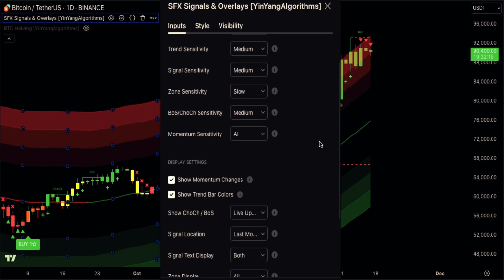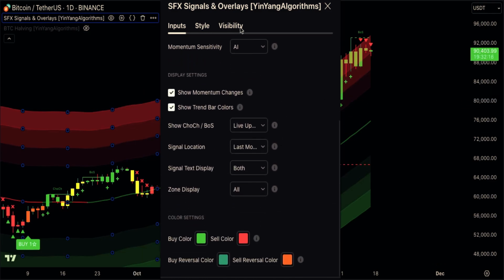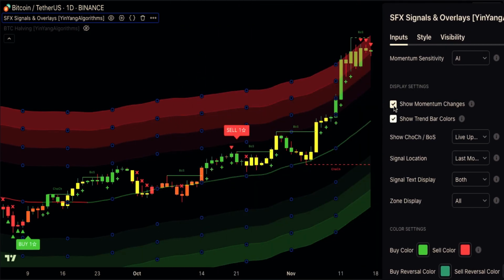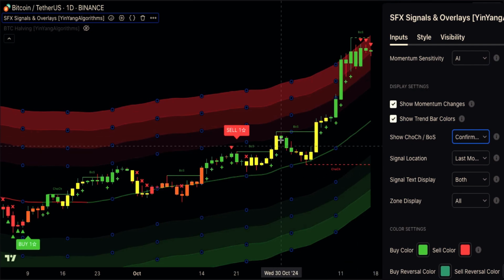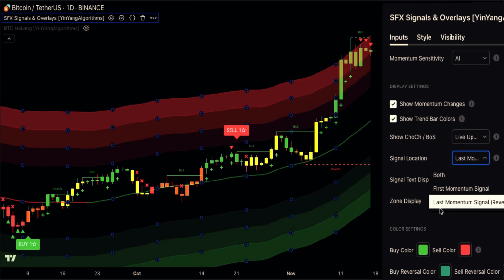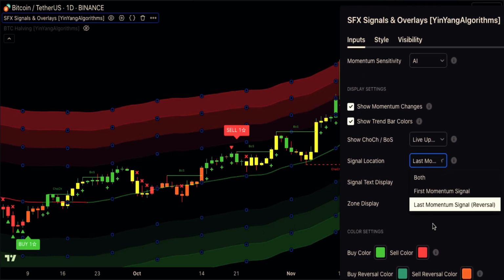There are a few other things in here that you can change. Essentially, show momentum changes. It's these guys. You can turn that off if you don't want to see that. Bar colors, you can turn that off too. Your change of characters and break of structures. Live update means you want to see the dashed stuff. If you only want to see the confirmed, you can take that off and just see where it's confirmed. I don't recommend that.